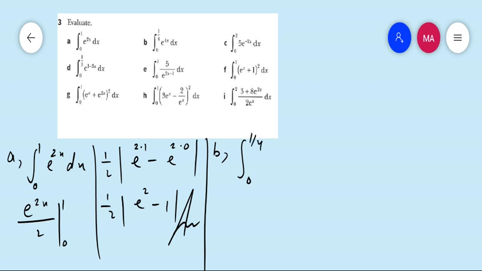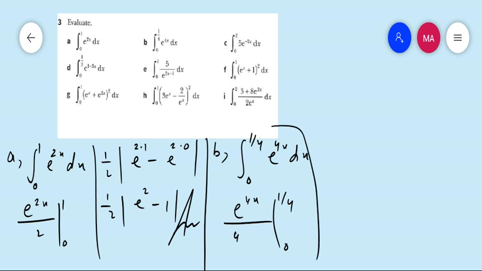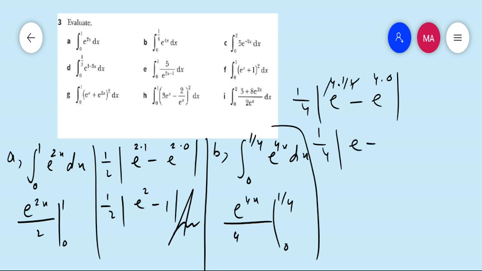Part B, 0 to 1, 4 e^4x dx. So e^4x integration is e^4x upon 4 and limit is 0 to 1. So 1 upon 4 e^4, I am applying limit, x is 1 upon 4 minus e^(4 into x), x is 0. 4 cancel by 4, e^1 minus e^(4 into 0) is 0 and something to the power 0 is 1. So 1 upon 4 (e minus 1) is our final answer of part B.